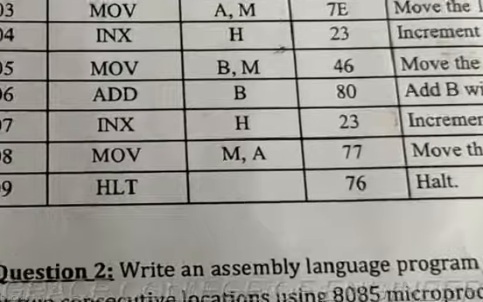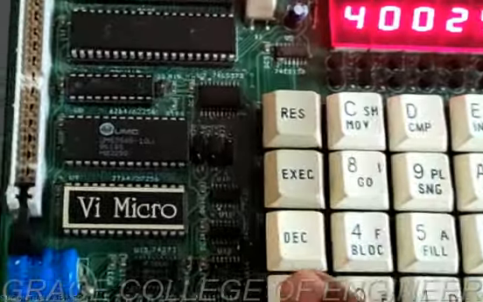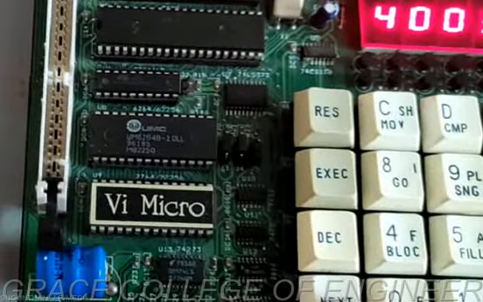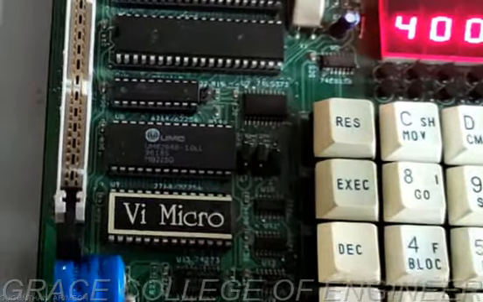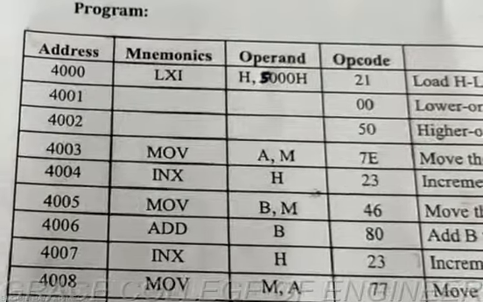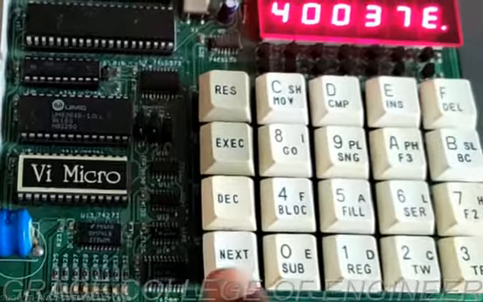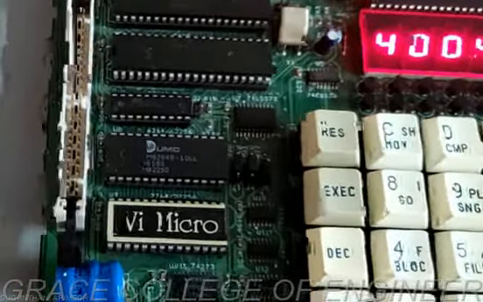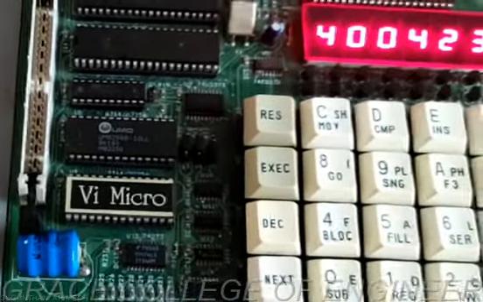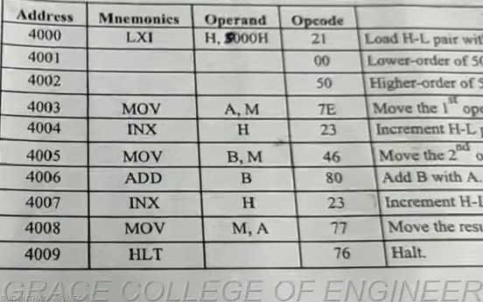Next address 4003, opcode 7E. Next address 4004, opcode 23. Next address 4005, opcode 46.